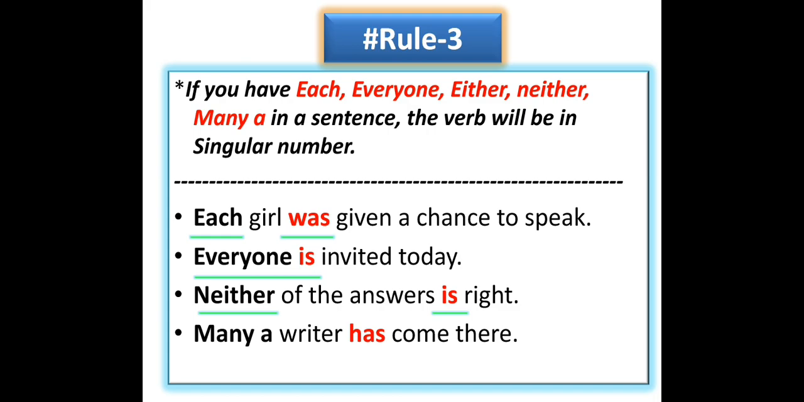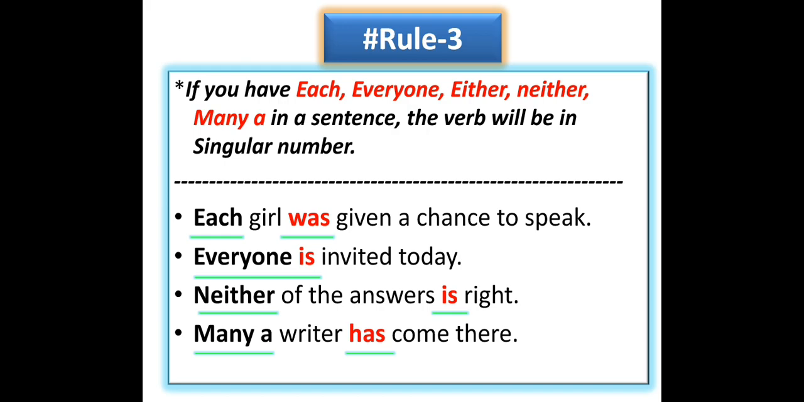Okay. Now, many a writer has come there. Remember, if you have many a, then the verb will always be singular, and the subject followed by many a will always be in singular number. Like here, you see, writer is in singular number. We are not writing many writers. We are writing many a writer. And the verb is also in singular number, that is has, not have.